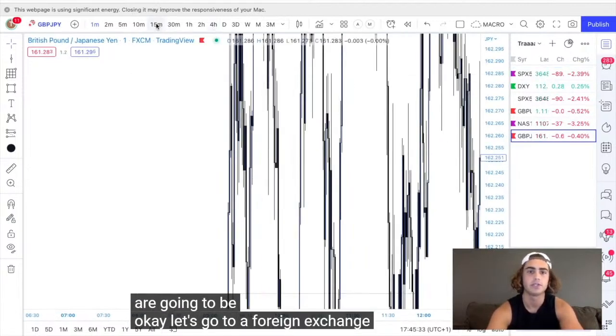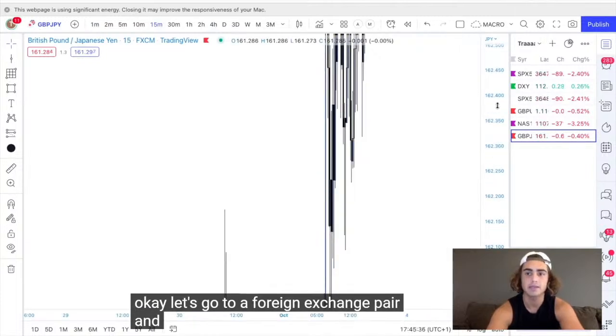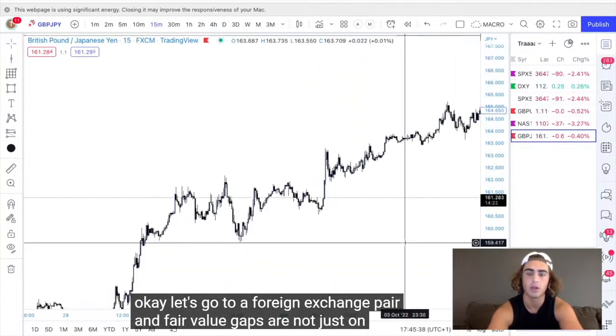Okay, let's go to a foreign exchange pair. And fair value gaps are not just on the 1 minute. They're all over, okay?